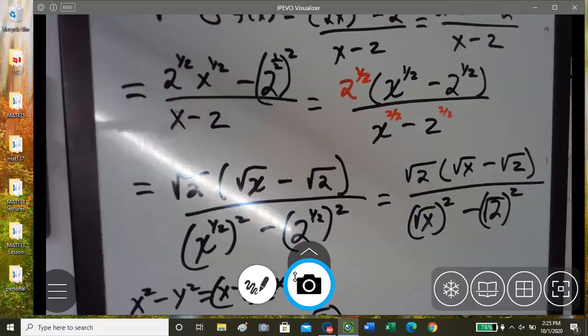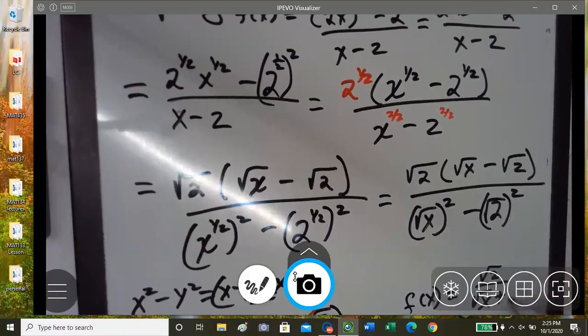And from here, the square root of x minus the square root of 2 can cancel. So we're left with f of x simplified as the square root of 2 over the square root of x plus the square root of 2. Okay, so that means f of a is equal to the square root of 2 over the square root of a plus the square root of 2.